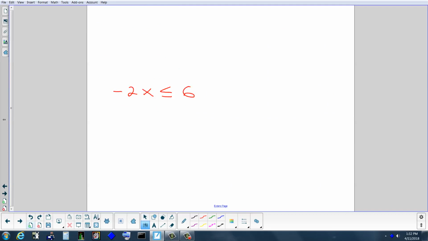How would you get x by itself here? Divide by -2. Yeah. Now, does anybody remember what happens when you divide by a negative? It becomes positive. You switch the inequality sign. You have to flip the sign. So that's the only thing you have to remember on the last problem.